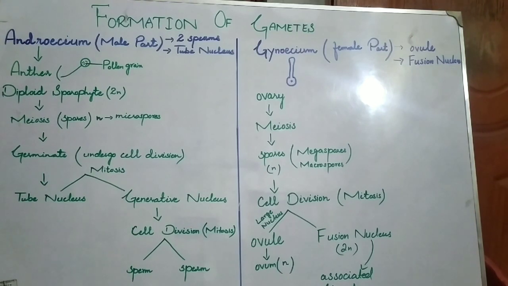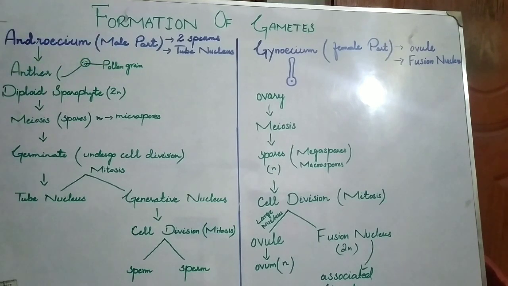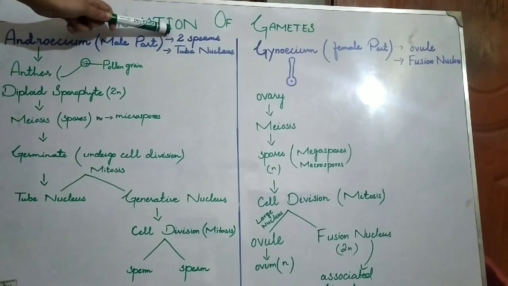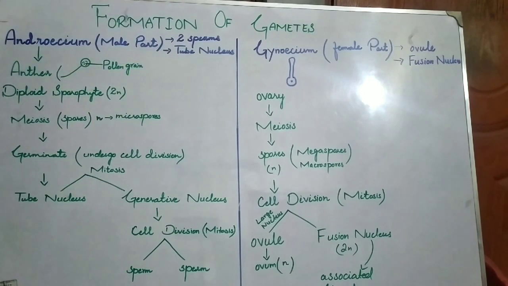So let's start. Basically, there are two reproductive structures in plants. Number one is the androecium and then the gynoecium. The androecium is called the male reproductive part of the flower, which produces two sperms and the tube nucleus, and in the gynoecium there will be the ovule and the fusion nucleus. So let's start with the androecium.